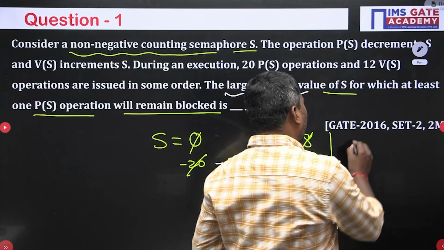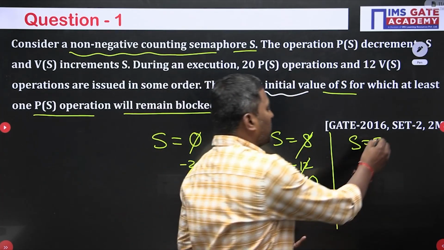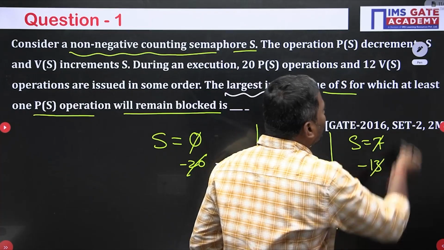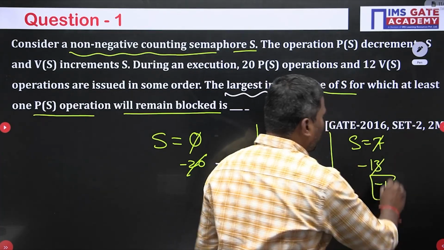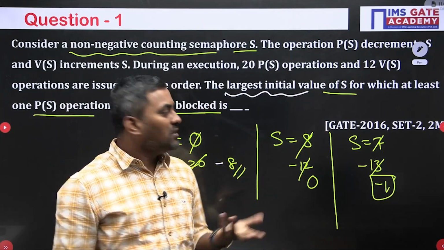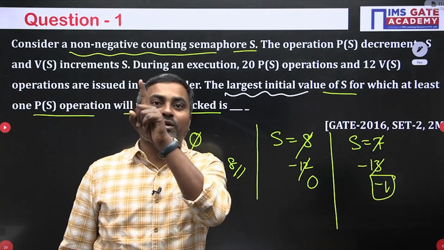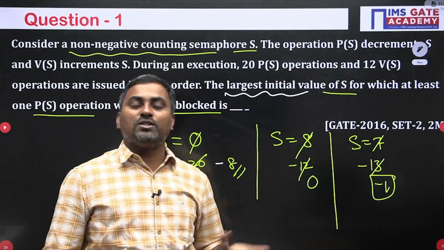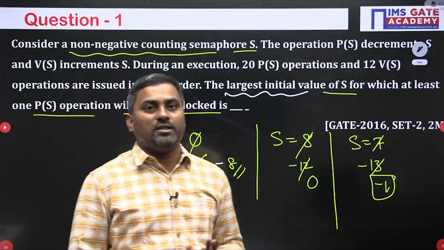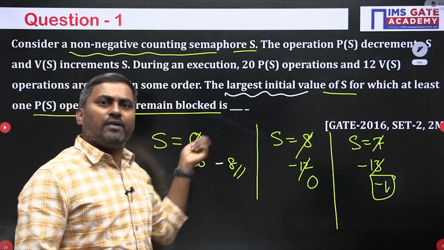So then the S value must be what? 7, or not? You take 7. 20 down operations make it minus 13, and 12 up operations make it minus 1, right? So minus 1 indicates there is one blocked process. Yes. So only S equal to 7 gets one blocked process. If I take S equal to 8, the condition is not satisfied. So S equal to 7 becomes the largest value, you can say. Sir, how did you check this 8? My understanding: S equal to 0, I tried, then S equal to 1.